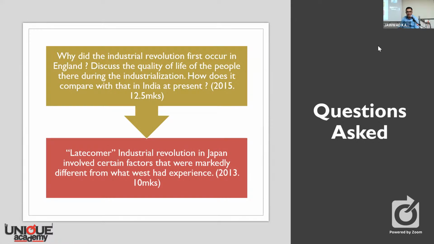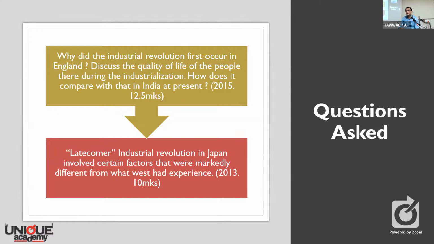See this question here. Why did the Industrial Revolution first occur in England? Discuss the quality of life of people there during industrialization. How does it compare with that in India at present? 3 parts of the question. This was for 12.5 marks. You have to address 3 parts.